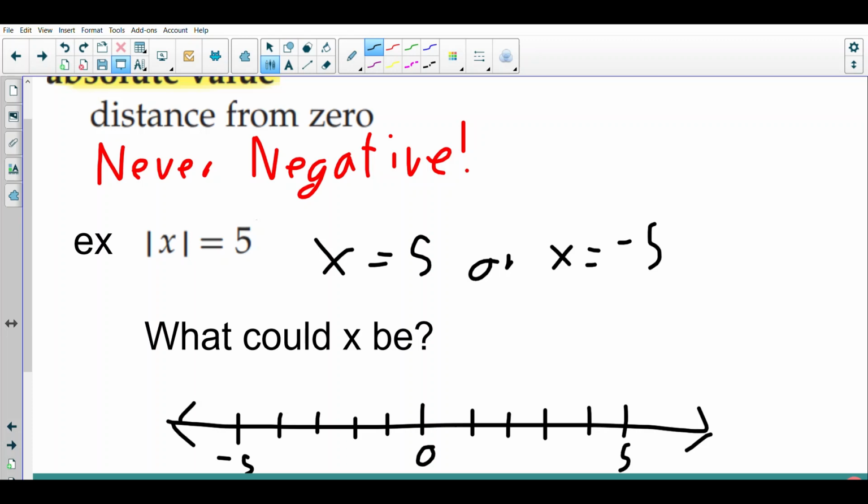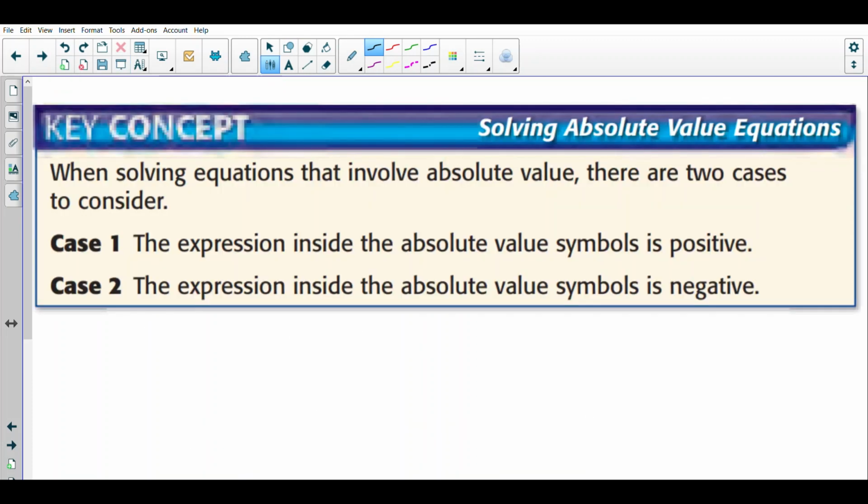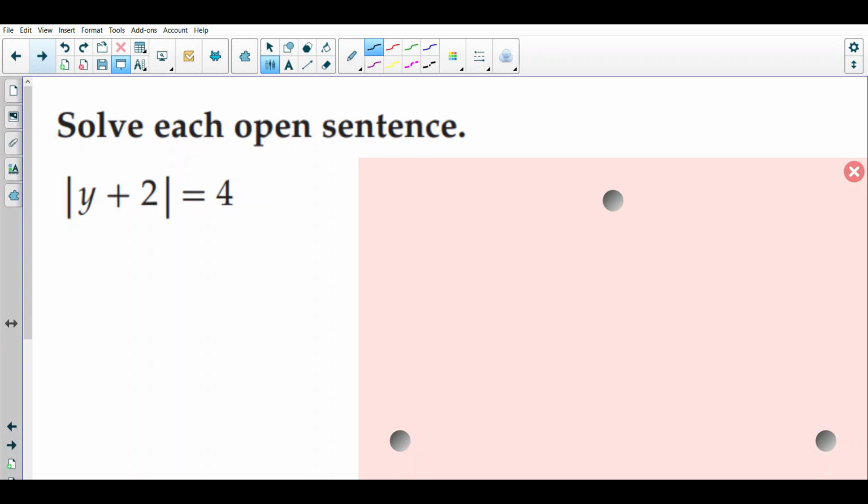Looking at this will help us transition to how we want to start solving problems. So consider when solving the equations above that involve absolute value, there are two cases. The expression inside the absolute value symbols could be positive, or it could be negative. So whatever's inside is the positive or the negative of the opposite side of the equal sign. So the absolute value of y plus 2 is equal to 4. We split this when we drop the absolute value.